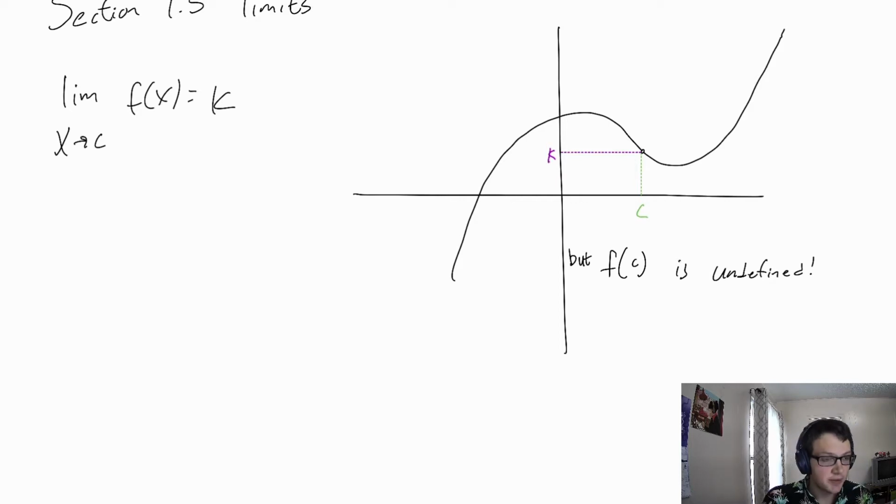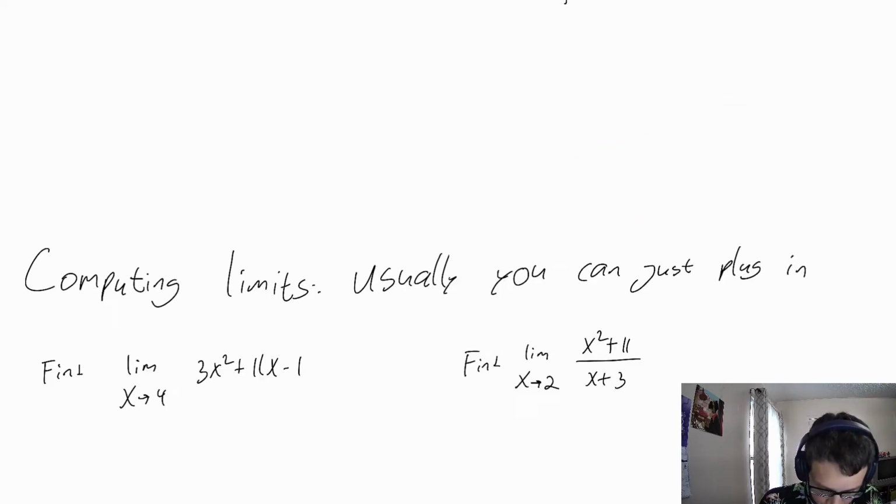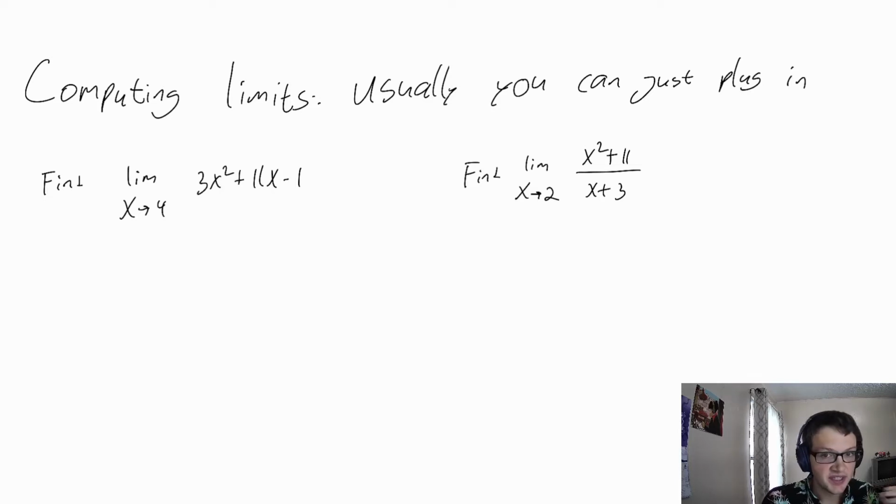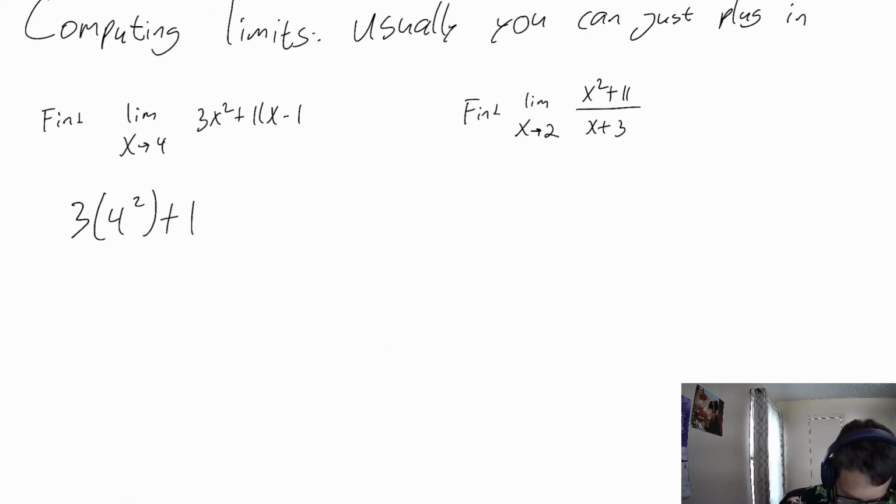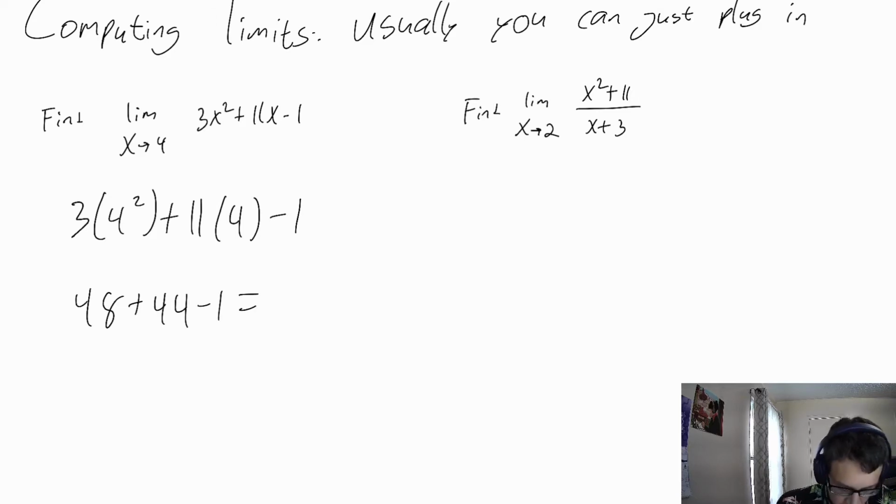Most of the section about limits is all about computing limits. And usually the good news is that you can just plug in. So for example, let's say we want to compute these two limits. Over here on the left, we have the limit as x approaches 4 of 3x squared plus 11x minus 1. And we can find this by just plugging in: 3 times 4 squared plus 11 times 4 minus 1. This is 48 plus 44 minus 1, which works out to be something.